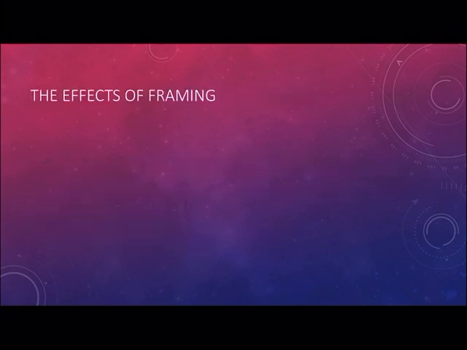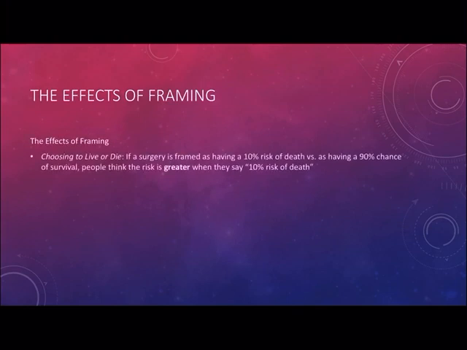So here are just some examples of framing. If a surgery is framed as having a 10% risk of death versus a 90% chance of survival, people actually think the risk is greater when it's told to them as a 10% risk of death. So if I tell two different people about the same procedure, this procedure has a 10% risk of death, I tell the other person you have a 90% chance of survival, way more people are likely to choose to do the surgery if we say 90% chance of survival compared to 10% risk of death.